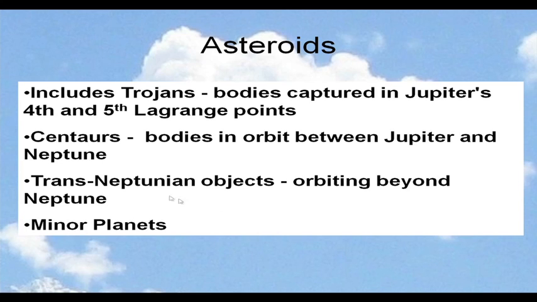Then you also have another class of asteroids which are called centaurs. These are in orbit between Jupiter and Neptune. And then we also have asteroids which are beyond Neptune. So, these are called trans-Neptunian objects, and we shall come back to this point later. And these are called also minor planets, and there is a whole class of objects which are there beyond Neptune. So, these also fall under the classification of asteroids.